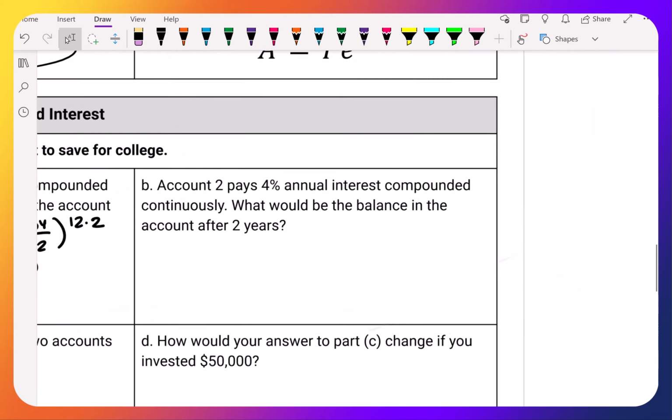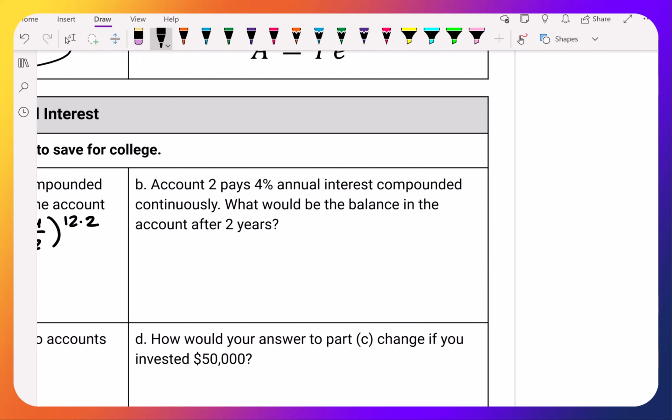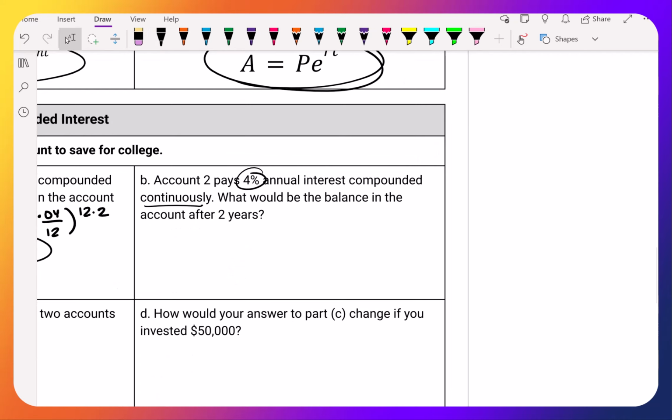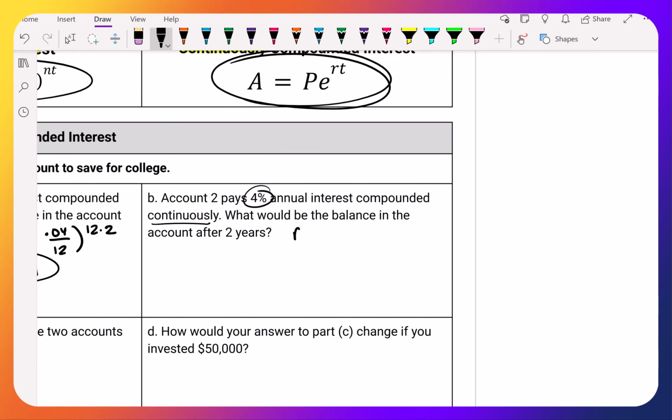This example says account number 2 pays the same annual interest, but it's continuously compounded. So if it's continuous, we need to use this formula right here. This one's actually pretty easy. You only have a few things to plug in, unlike the other one, which has a ton of things. So your principal is still 5,000, your rate is still 4%, and you're leaving it in for the same amount of time.